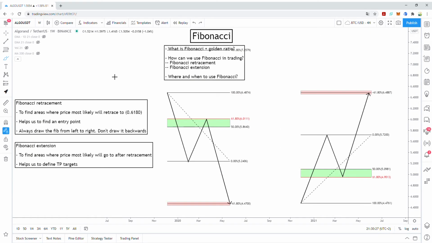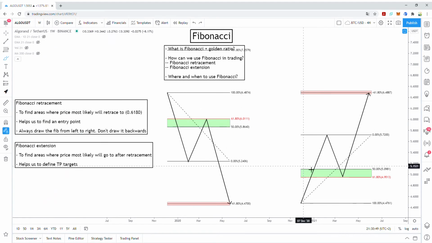Okay, so in trading we can use two forms of the Fibonacci. We can use the Fibonacci retracement and we can use the Fibonacci extension. And I will start with explanation of the retracement because the extension is a continuation after we have seen a retracement.